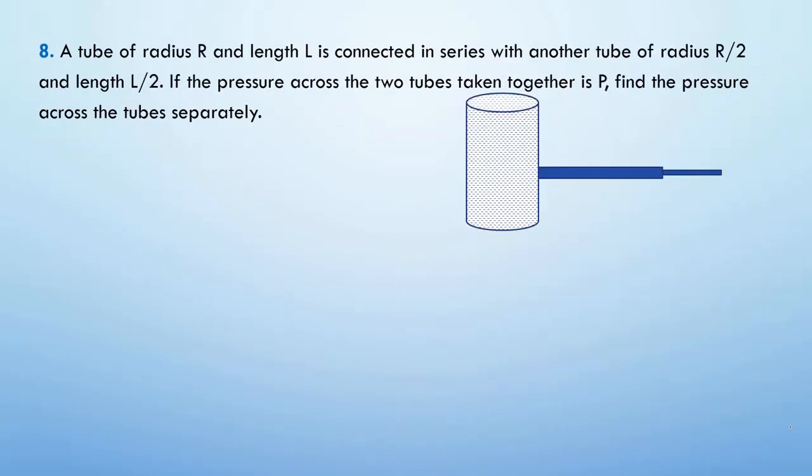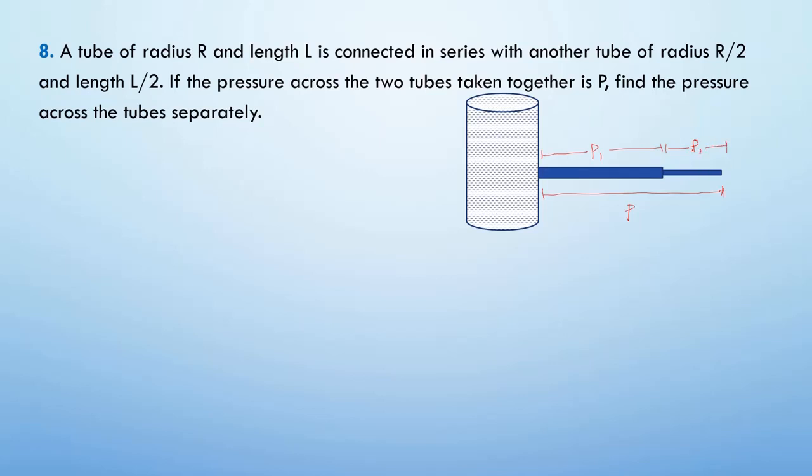Next question. A tube of radius r and length L is connected in series with another tube of radius r by 2 and length L by 4. If the pressure across the two tubes is taken as P, find the pressure across the tubes separately. So the question is, if the pressure across these two tubes entirely is P, we need to find the pressure difference across the individual tubes.